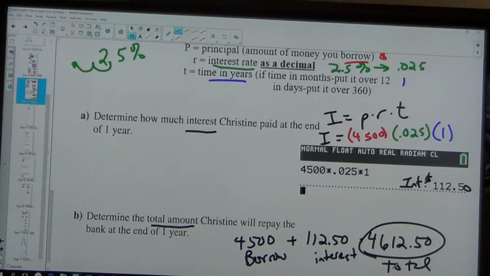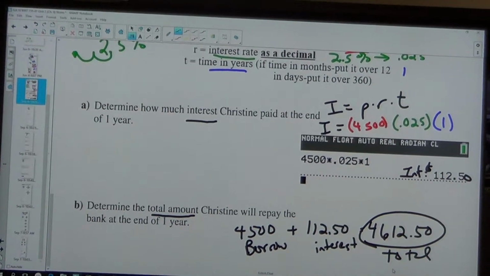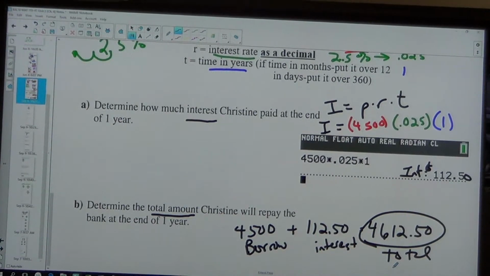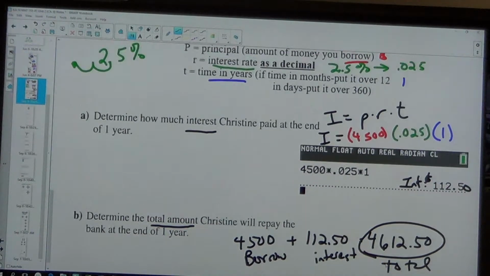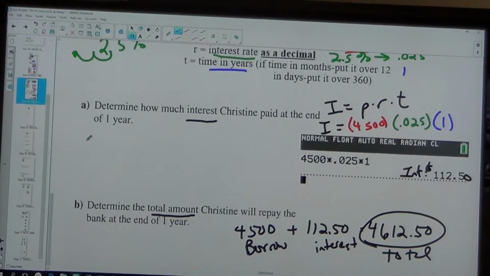So that's why everybody always says you got to have money to save money. Because if you needed $4,500 and you had $4,500, it would have cost you $4,500. But if you needed $4,500 and you have no money, it's going to cost you $4,612.50. Does that make sense? So that's simple interest. This is still 6.3.